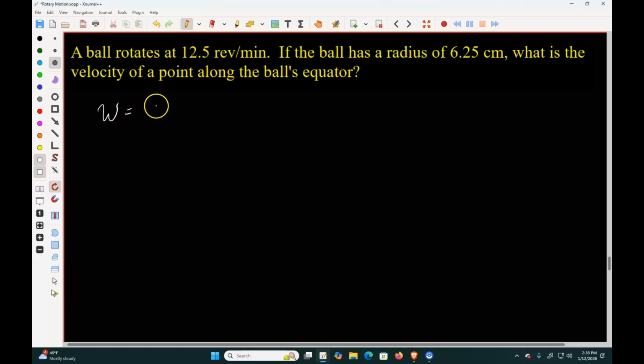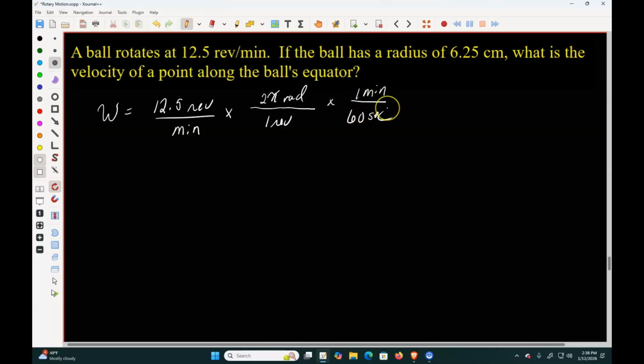Let's convert this 12.5 revolutions per minute into radians per second. So 2 pi radians is 1 revolution, and 1 minute is 60 seconds. This will give me 1.31 radians per second.